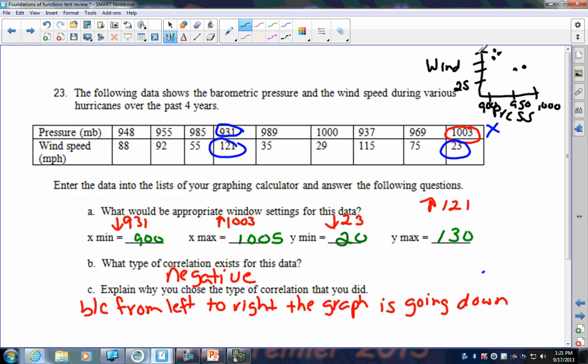And I looked to see that my dots were kind of going down, because as the pressure was increasing, the wind speeds were going down and decreasing. And remember, when one thing goes up and the other goes down, that's going to give me a negative correlation.